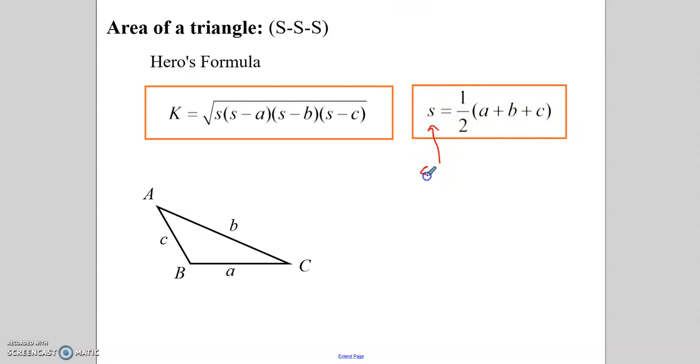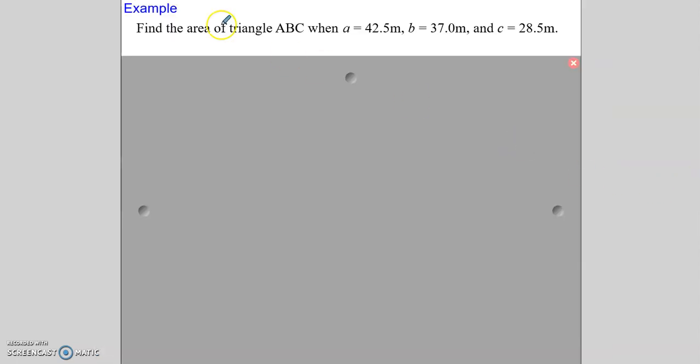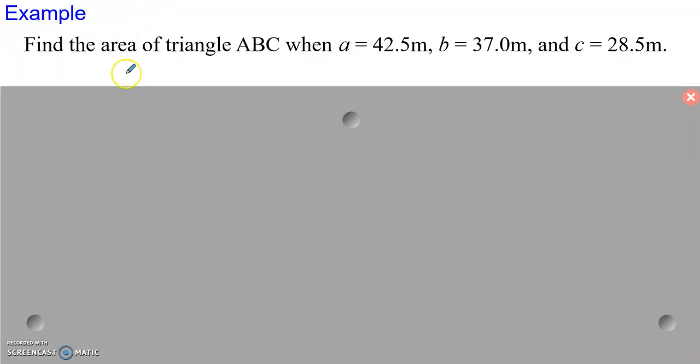So S is called the semi-perimeter. Okay. So in order to use Heron's formula, you first need to find the semi-perimeter, plug that in for S, and then plug in side lengths A, B, and C there, and there. So let's take a look at this formula.